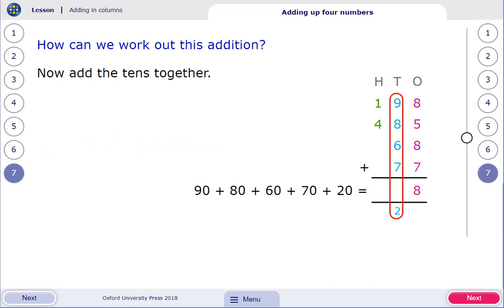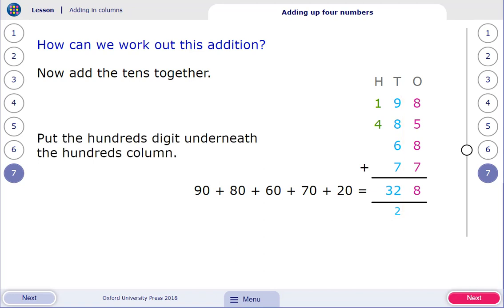Now I've got 9 tens plus 8 tens plus 6 tens plus 7 tens plus 2 tens. I'm going to use my number bonds to 10 to start off with by adding the 8 and the 2, because I know they make 10. Then I might choose to add the 9, so that's 19. And then I'm going to add the 6 next, and I know that makes 25. And then I'm going to add the 7. I'm going to split that into a 5 and a 2, and that makes 32.